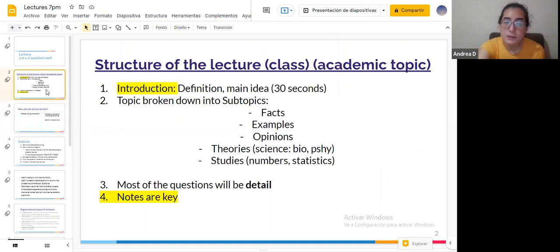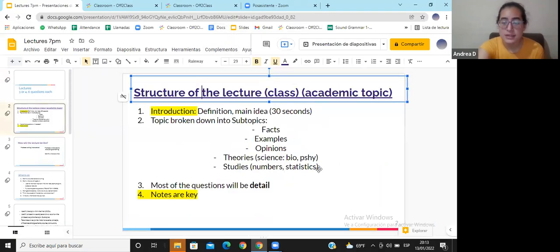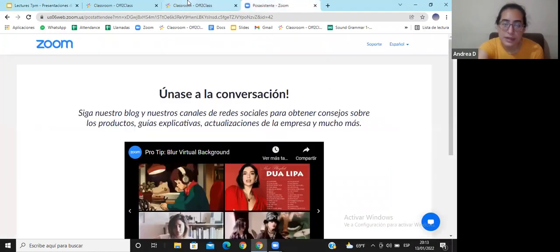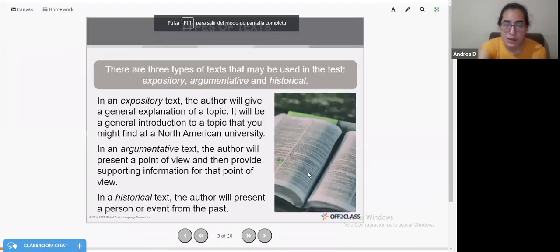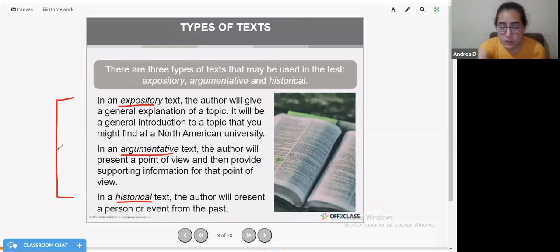Okay. Now, as I was telling you, understanding the structure of the lecture, knowing what type of lecture it is, how it's organized, is going to help you take better notes and then answer the questions. So let me show you something. Generally speaking, there are 3 different types of lectures that you can have: an expository or explanatory type of lecture, an argumentative type of lecture, which is not that common, but it happens, or a historical lecture.